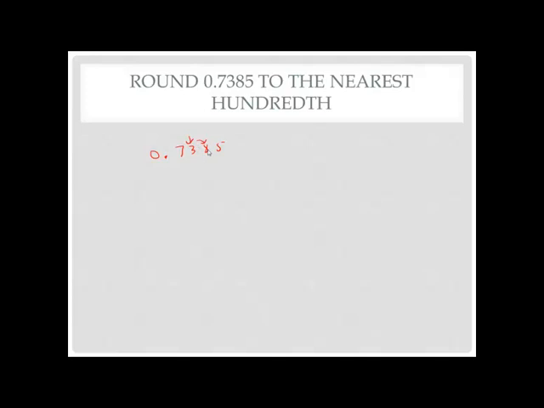Now if the number to the right is 5 or higher, then we would round the number in the hundredths place up. If this number is less than 5, then we would leave it the same. But in this case, since I have an 8 there in the thousandths place, that tells me to round the 3 up to a 4, and I would have 0.74. So we find the digit in the place that we asked to round it to. We look to the right of it to see if we need to round that number up or leave it the same.